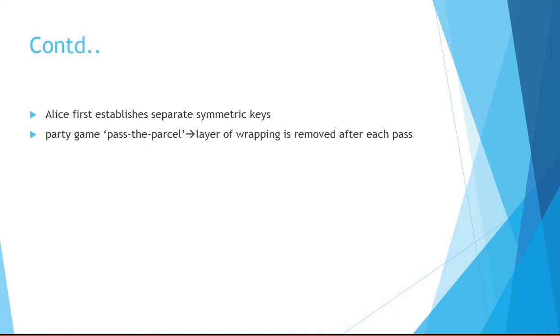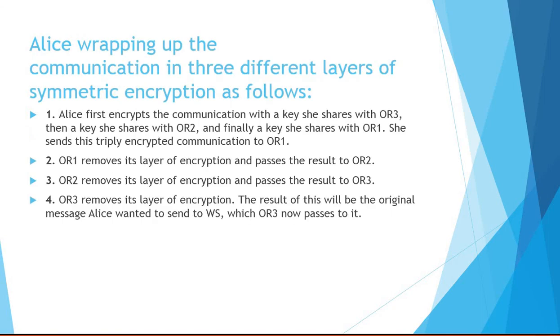This is based on the party game called pass the parcel. If children or people are sitting in a circle, when they pass the parcel to one another, for every pass one outer cover will be removed. The same concept is used here for onion routing also.